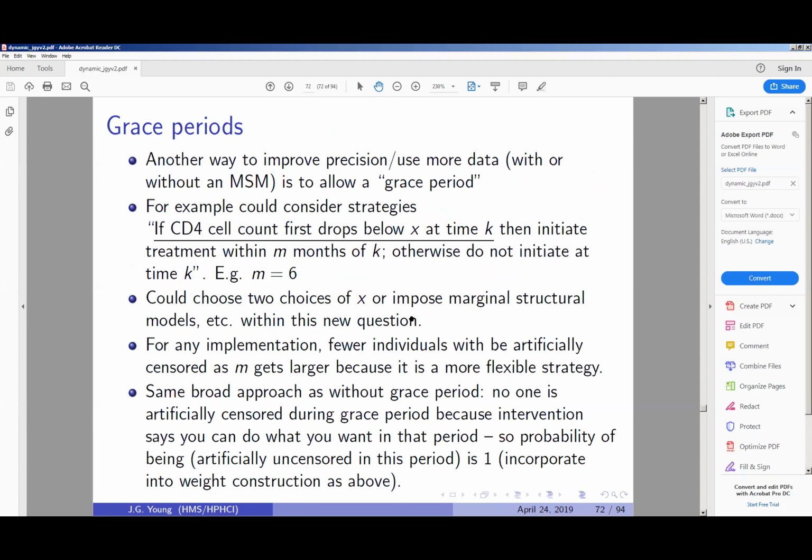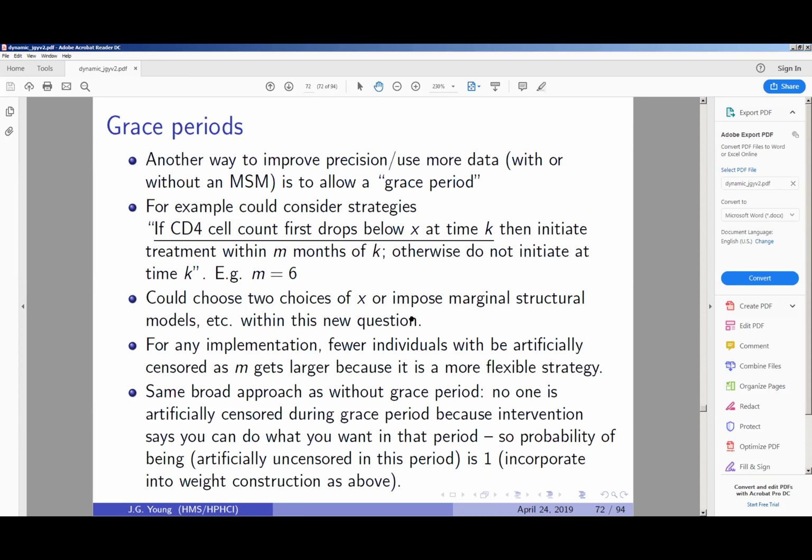Okay, and I'll just briefly talk about grace periods. So another way to improve precision, and this sort of moves into the random dynamic strategy solution. Remember, deterministic strategies, whether they're static or dynamic, are very tight rules. They're very strict in what they require. But another way is to consider a grace period. So for example, we could consider a modification of those strategies, CD4-based strategies that, say, initiate treatment within M months of k when CD4 first drops below some level, otherwise don't initiate. And for example, we might choose M to be 6 months.